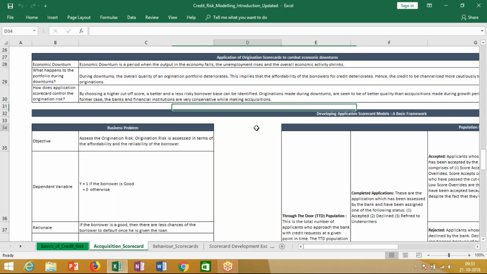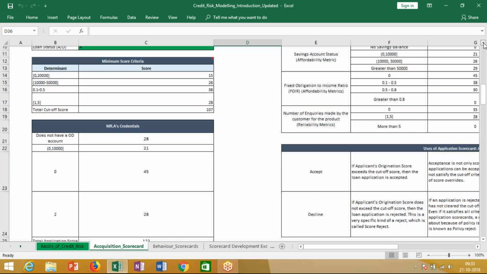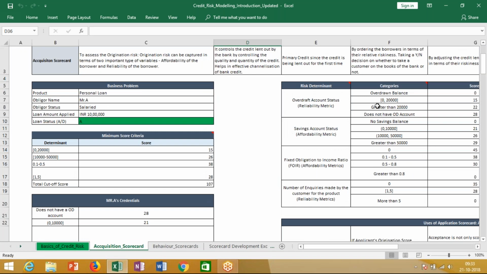So basically, if I go back to this, let's assume that this economy is in a normal period and this cutoff was there. Now what I'll do is go back and look into the minimum category that I had considered. Borrowers who have an overdraft account status between 0 to 20,000 INR, I'm giving them a score of 15. I'm considering that as the minimum score, the minimum thing that they might have.